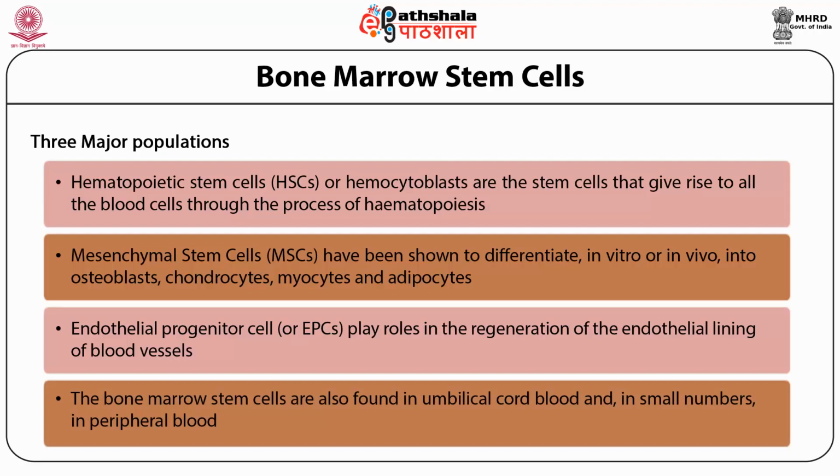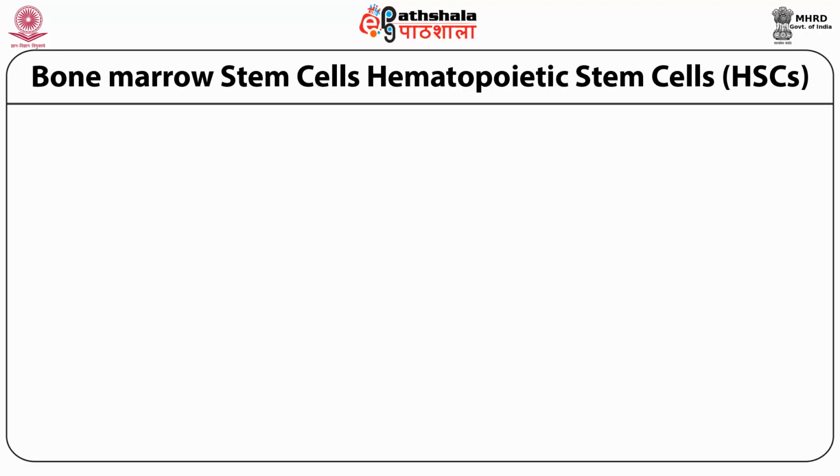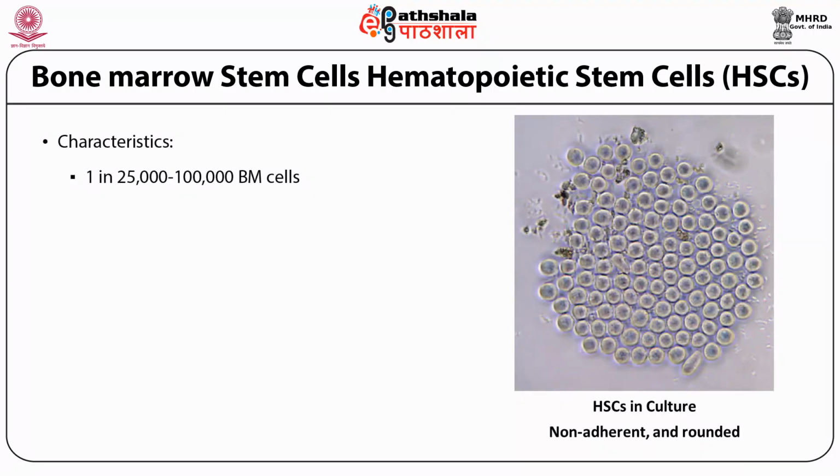These bone marrow stem cells are also present in the peripheral blood in small numbers, and they have also been isolated from the cord blood, where the cord blood has shown more numbers of these cells. The bone marrow hematopoietic stem cells are present in very small numbers in the bone marrow. Almost one cell in 25,000 or 100,000 cells of the bone marrow represents hematopoietic stem cells. These cells are negative for lineage markers, lin negative. Lineage markers are actually a group of markers which are present on mature blood cells.